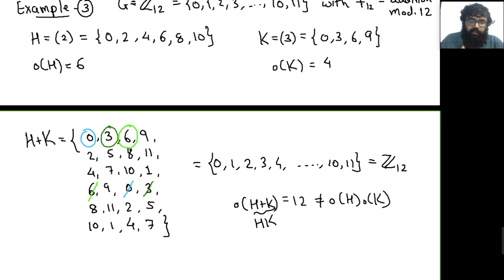What about 9? Is there 9 anywhere? Yes, 9 is here also. So 9 is struck off. Then 2. Where is 2? Here. So 2 is also appearing twice. Then 5. 5 is also appearing twice. Then 8. What about 8? 8 is there. Yes, 8 is appearing twice.